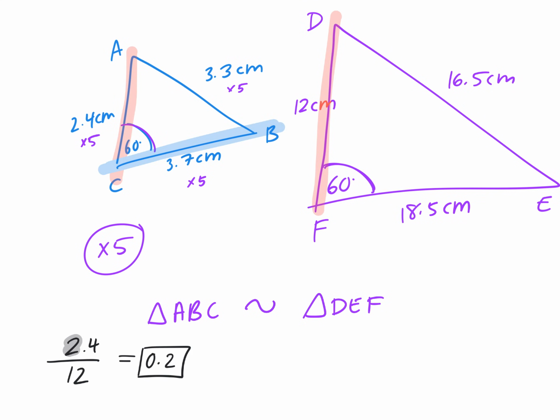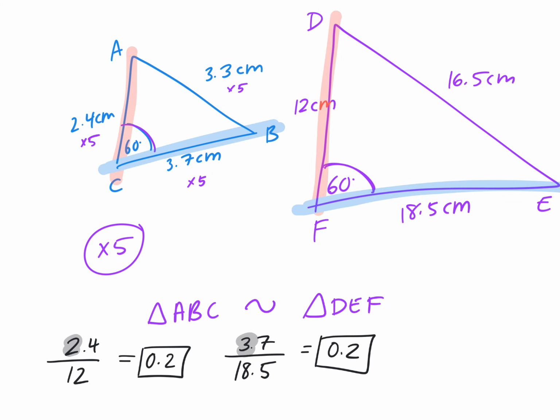Okay, so let's check the other sides that are corresponding. CB corresponds with FE, so let's find the ratio of 3.7 divided by 18.5. What do you get? 0.2. Obviously, it should be the exact same answer. If we use the same scale factor, then they should all have the same ratio, right? So what's the last thing we can use to check? AB corresponds to DE. Let's figure out the ratio. So we would take 3.3 over 16.5.